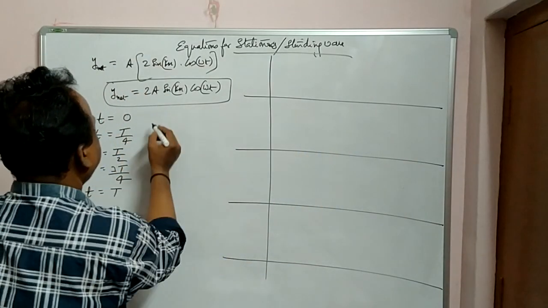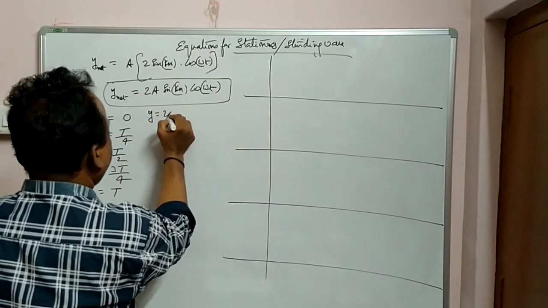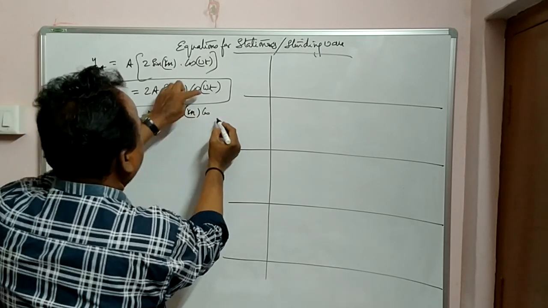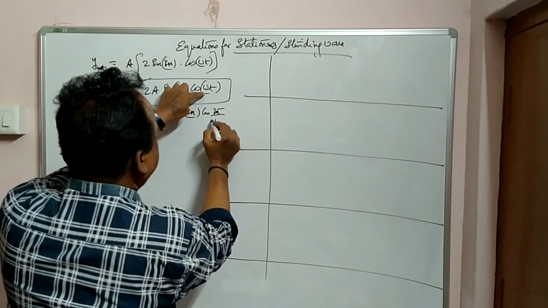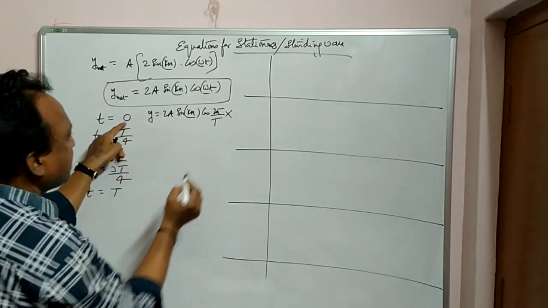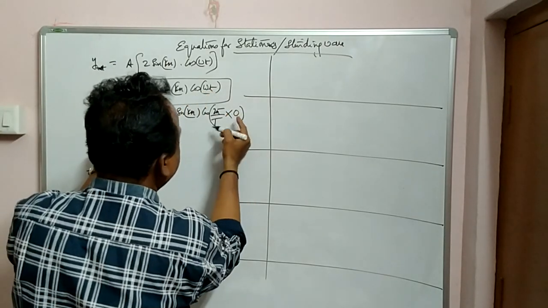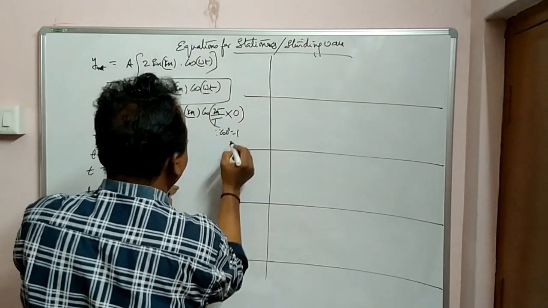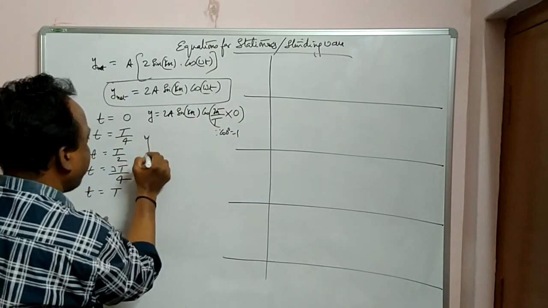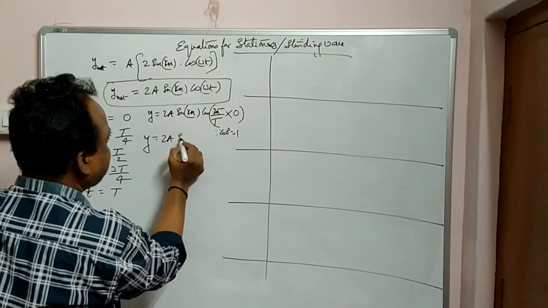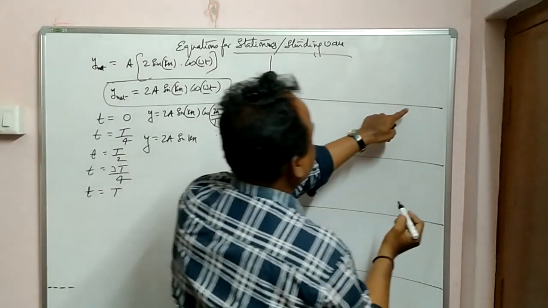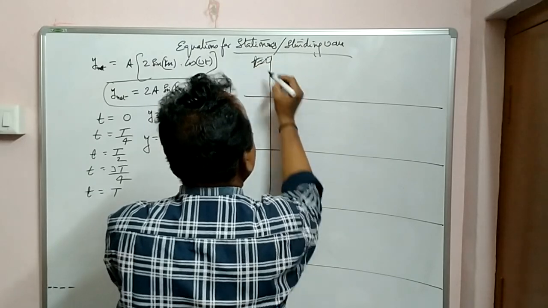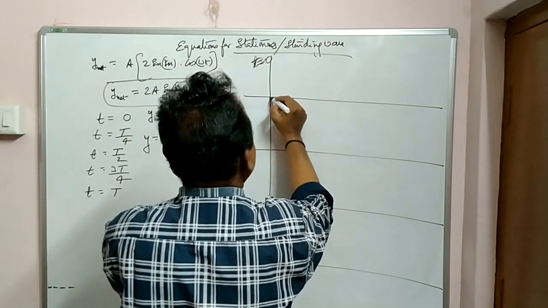For example, see in this equation, y is equal to 2a sin kx cos omega t, I can write as 2 pi by T into t. At time t is equal to 0, put 0. 0 into this, cos 0, right? Since cos 0 is equal to 1, this entire term will go and finally y is equal to 2a sin kx. So at time t is equal to 0, the graph will go, it's positive, you can see.